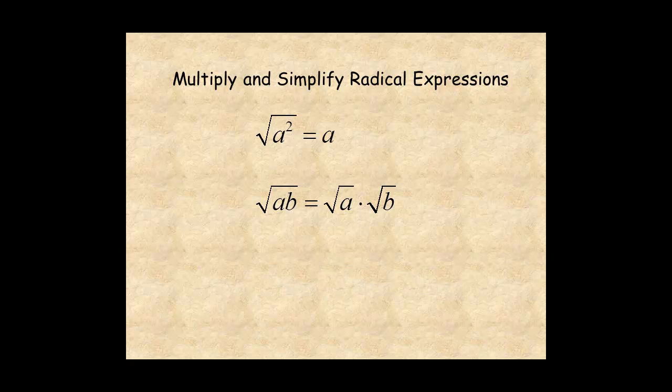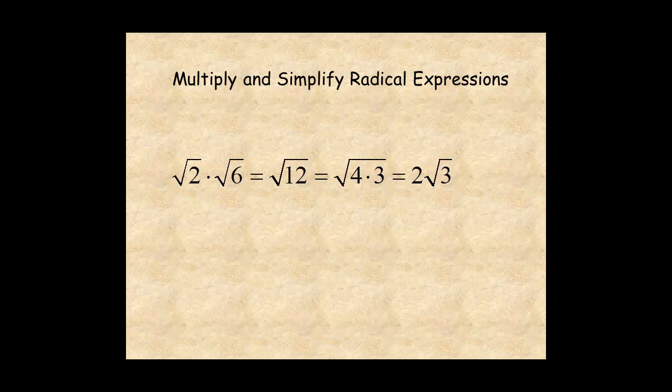However, the product property runs both ways. You can also combine the product of two radicals. For example, in this expression, notice neither radical 2 nor radical 6 alone can be simplified. However, if you combine the product under one radical for radical 12, the expression can be simplified.